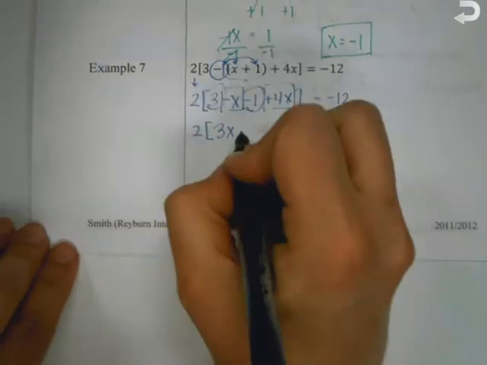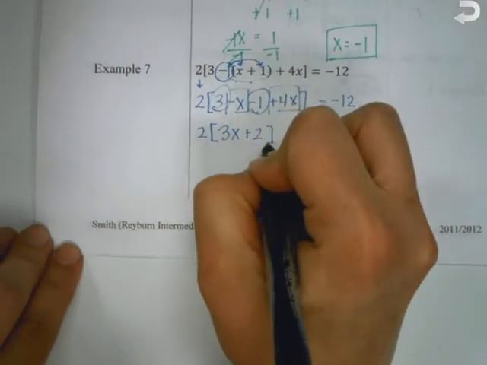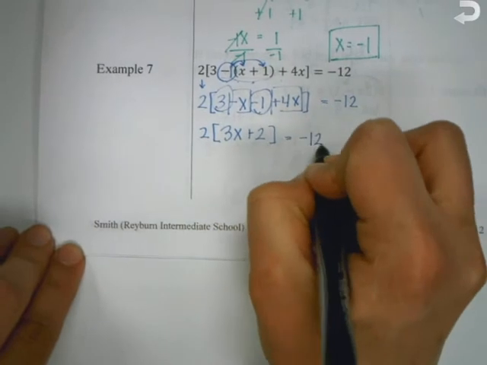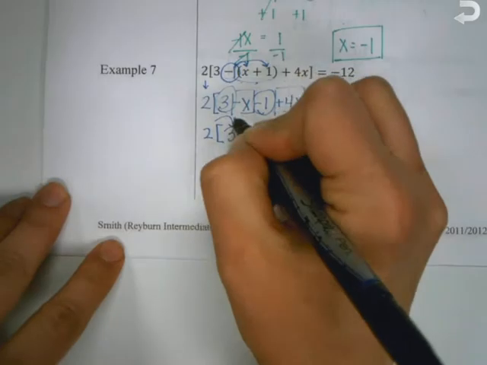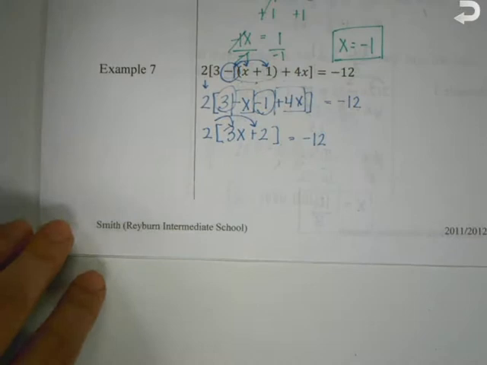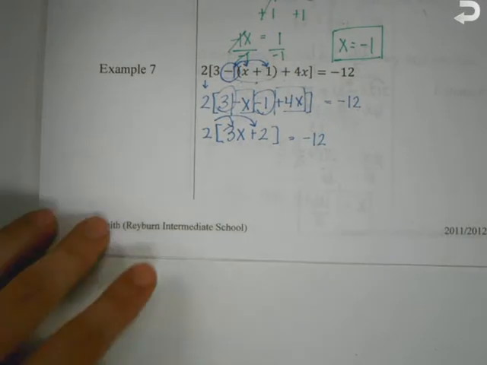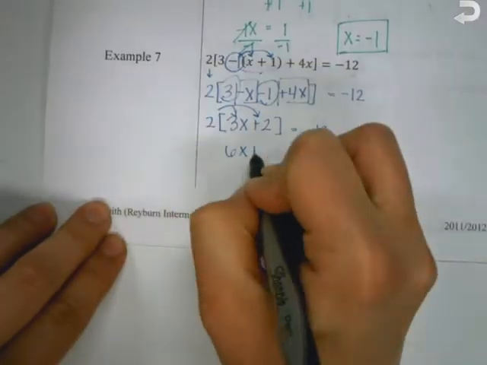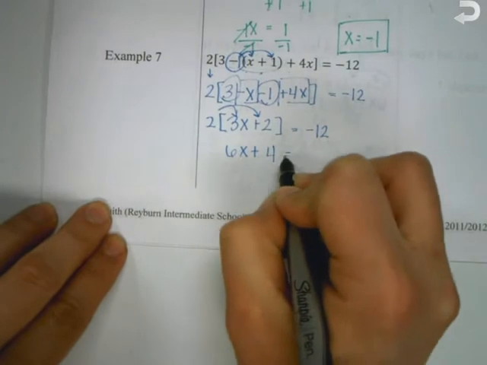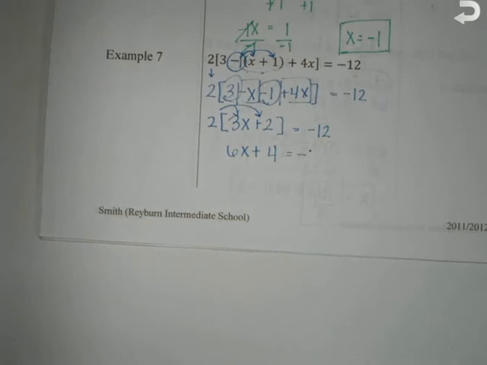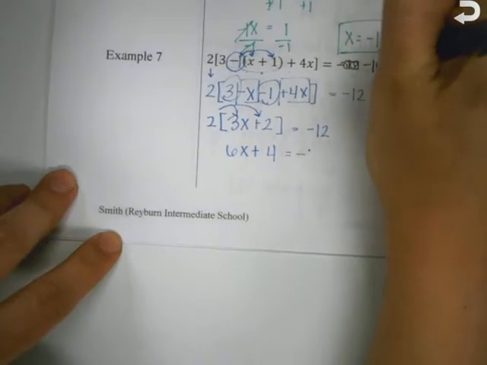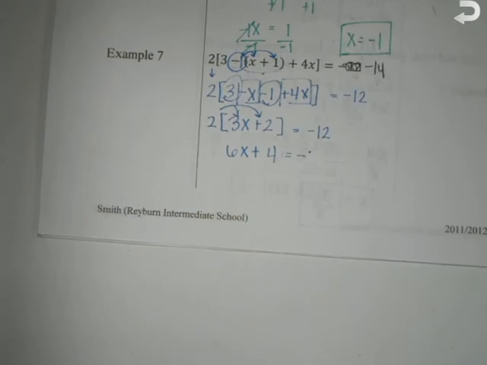Okay, now can I distribute the 2? Yeah, so let's distribute the 2. So what's that going to give me? 6x plus 4 equals negative, shoot, it was supposed to be 14. Oh my gosh. I'm sorry. Negative 14. I forgot to change it. Negative 14. You will like me better because of it. It's going to work out better. Okay, equals negative 14.